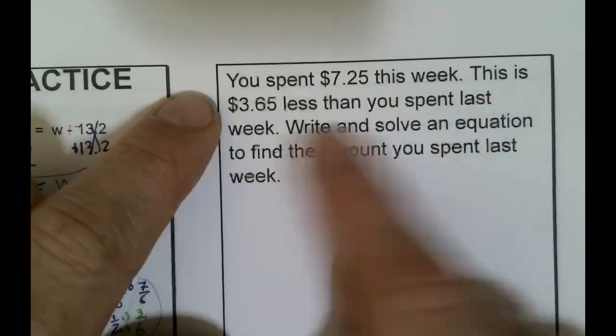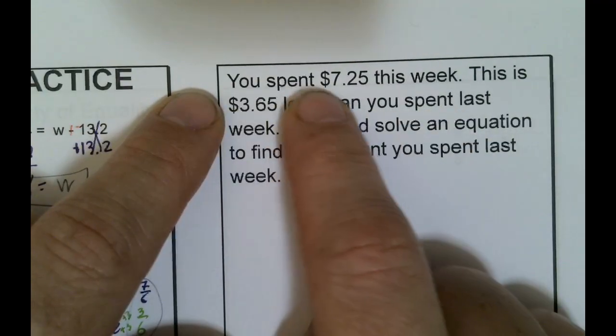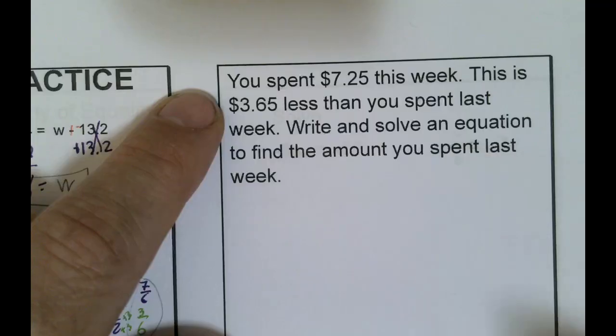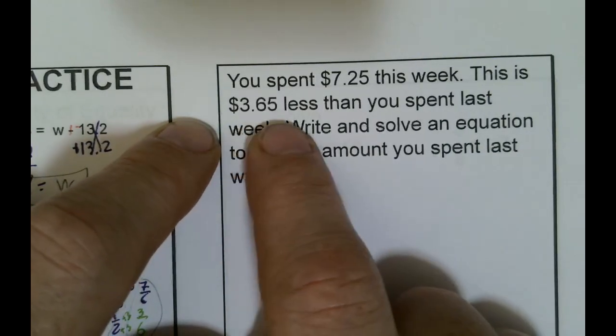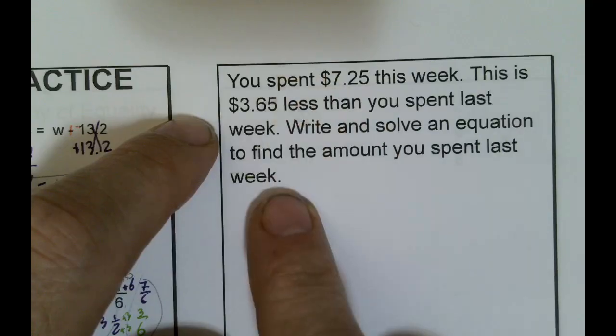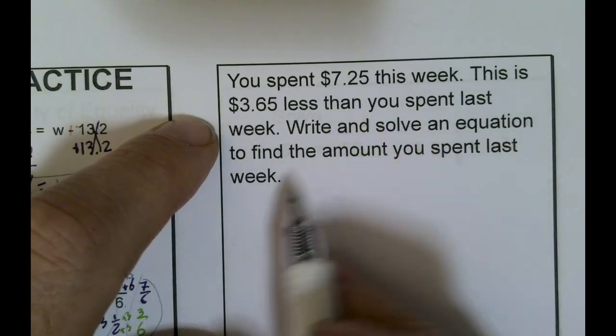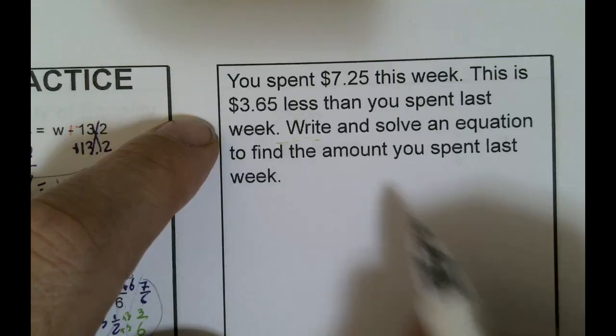So again, from there then, when you spend $7.25 this week, this is $3.65 less than you spent last week. Write and solve an equation to find the amount you spent last week. You might be able to look at it and see what it is, but again, we want to be able to write out, like it says, write the equation and solve it.